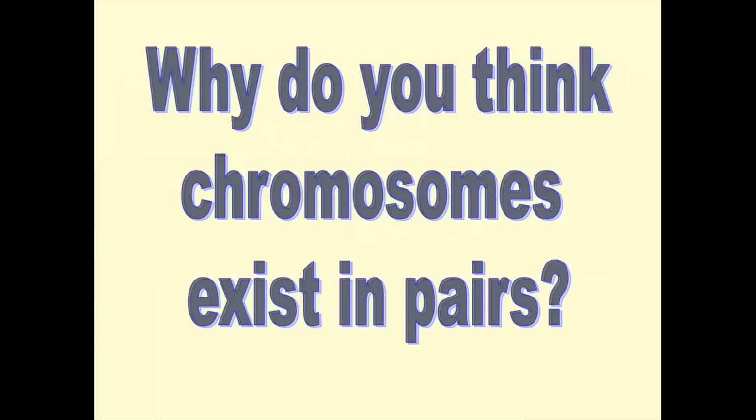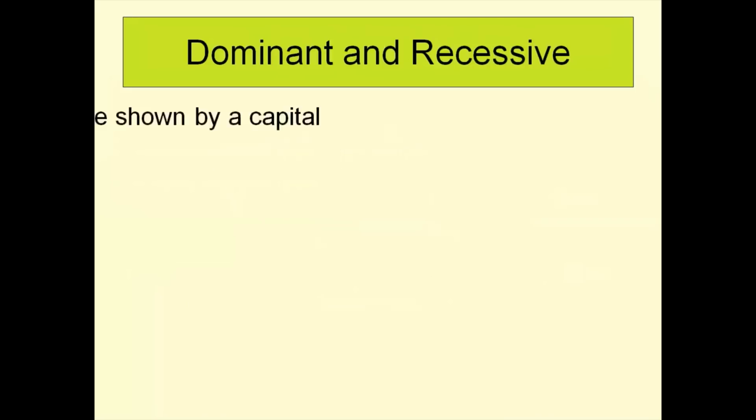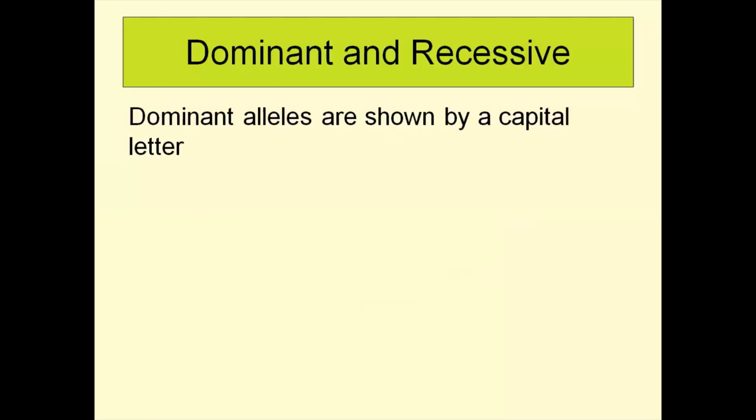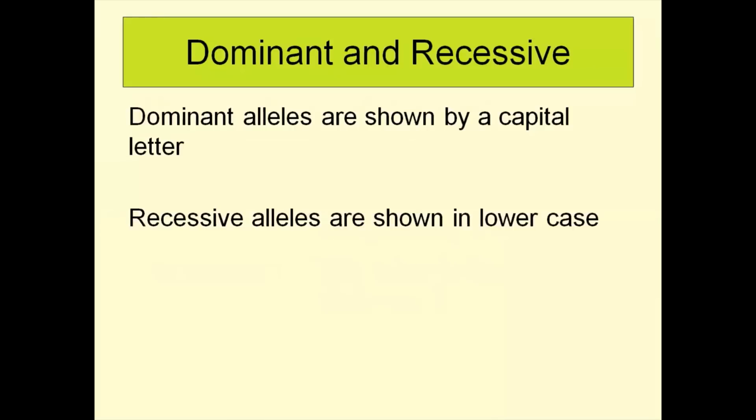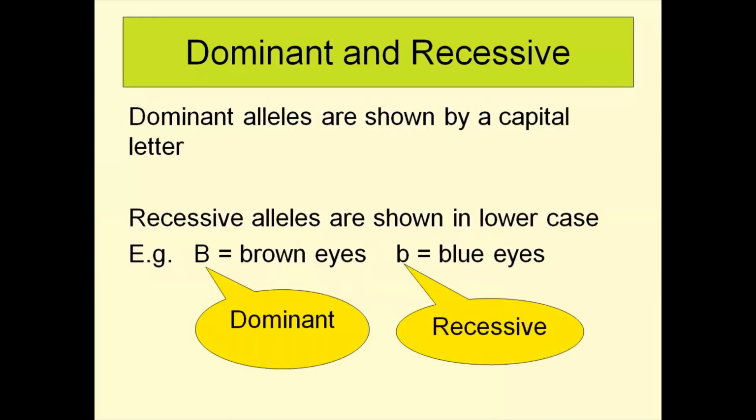Why do you think chromosomes exist in pairs? We will discuss this. Dominant alleles are shown by a capital letter. Recessive alleles are shown in lowercase. For example, capital B is the characteristic representing brown eyes, which is the dominant character, whereas lowercase b represents blue eyes, which is the recessive character.